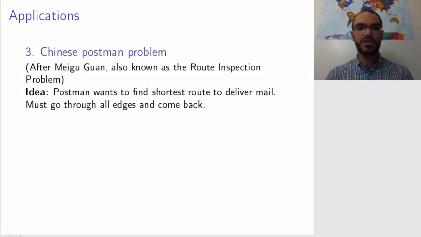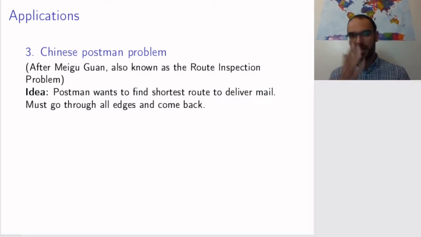Our next application is the Chinese postman problem. It is called the Chinese postman problem because it was solved by Guan Meigu, who was a Chinese scientist. It applies to postmen of all nationalities, of course. It's also known as the route inspection problem.